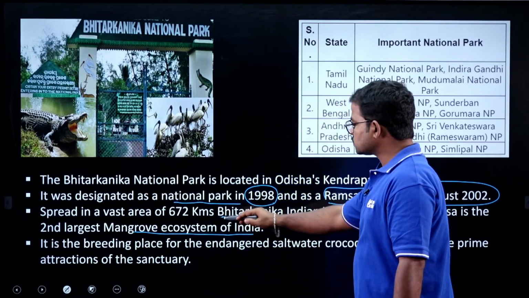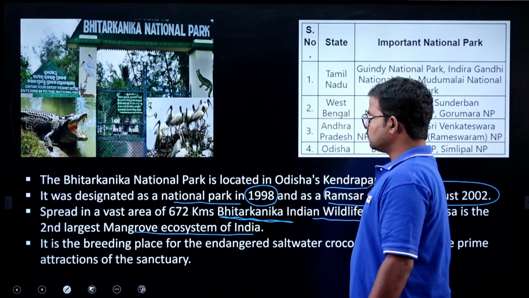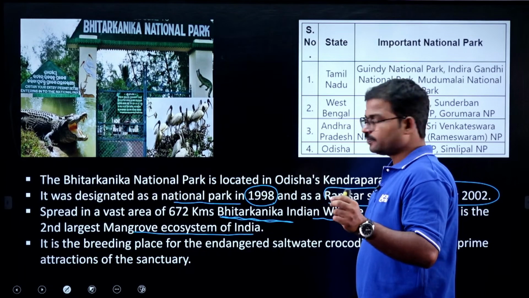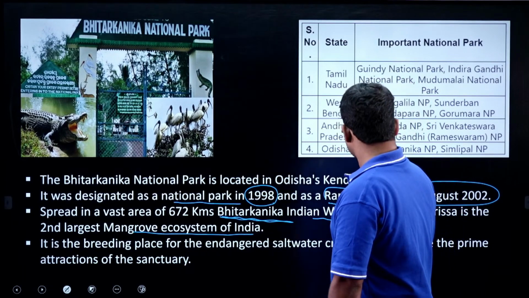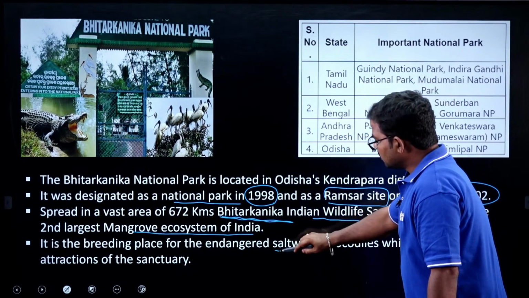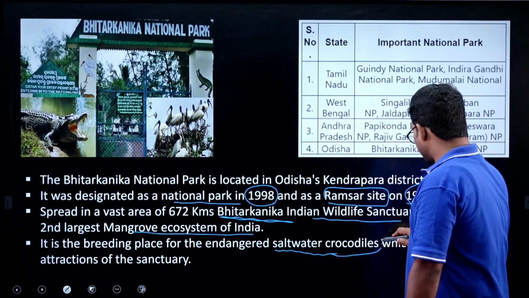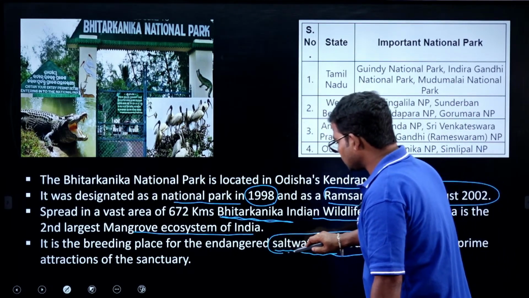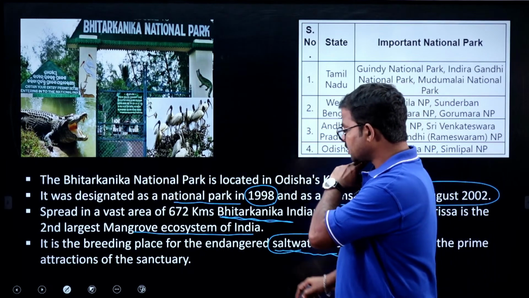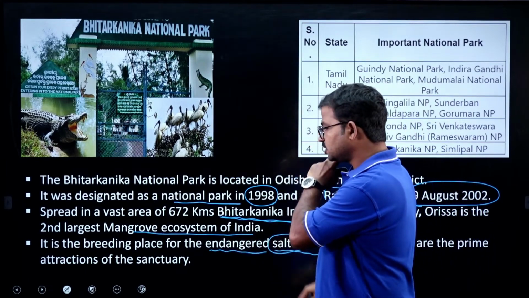Okay, so that is also one of the specialities of Bhitarkanika National Park. And one more interesting point is that saltwater crocodiles exist here, and they are in the endangered position.